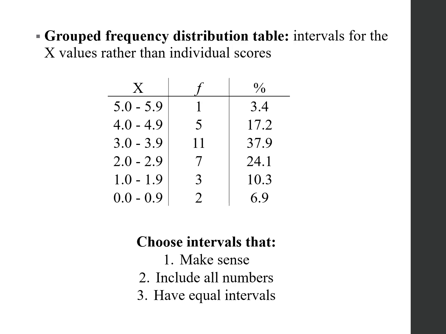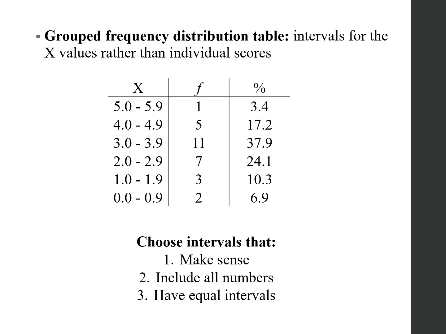The example given works really well when there's a limited number of scores. But what if we have dozens or even hundreds of possible outcomes? The frequency table might be hard to interpret. To help make sense of a lot of data, you can use a group frequency distribution, where there are intervals for the X values rather than individual scores.